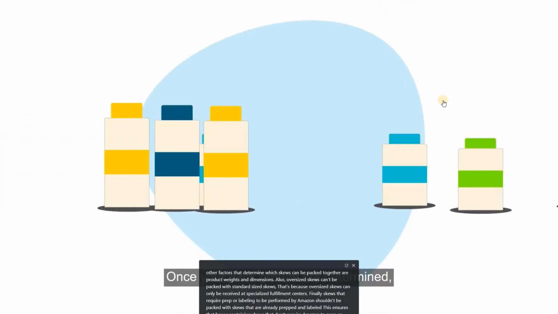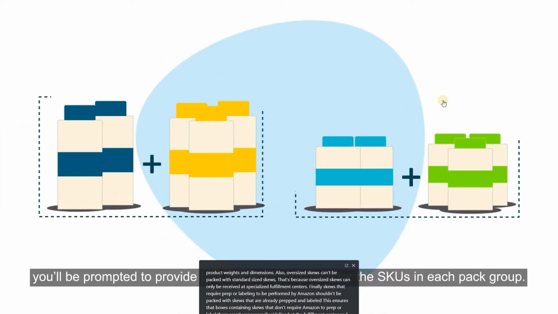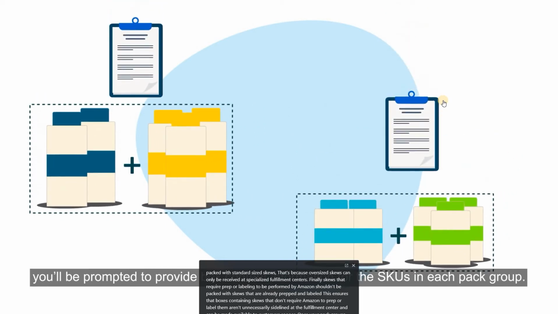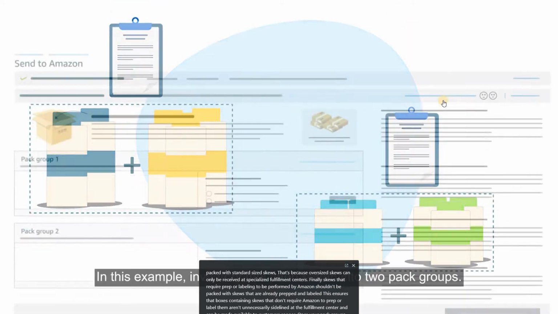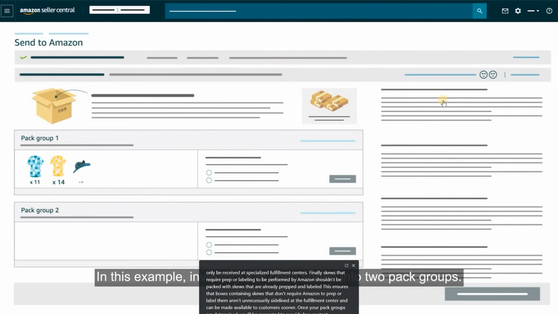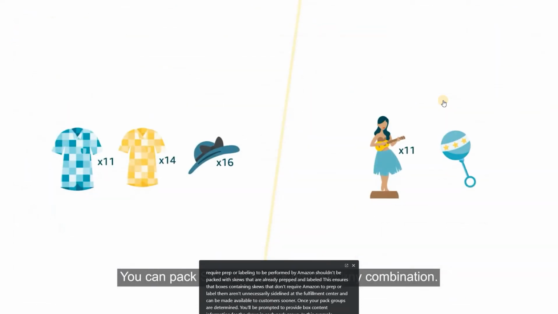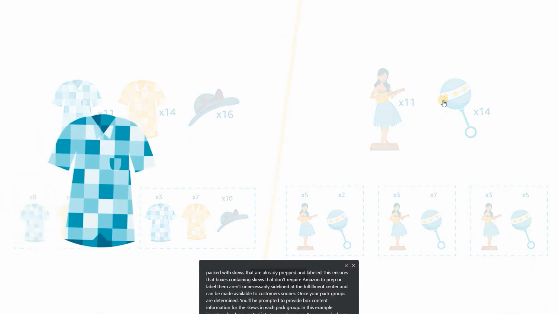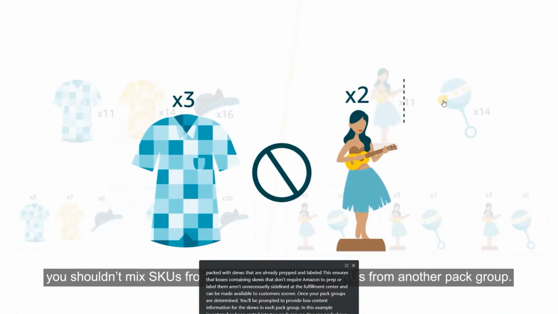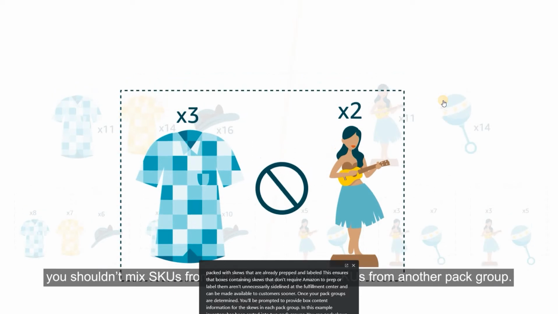Once your pack groups are determined, you'll be prompted to provide box content information for the SKUs in each pack group. In this example, inventory has been sorted into 2 pack groups. You can pack SKUs in a pack group in any combination. However, you shouldn't mix SKUs from one pack group with SKUs from another pack group.